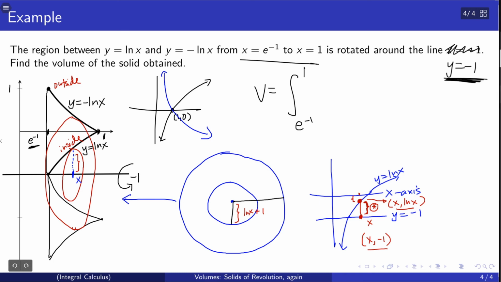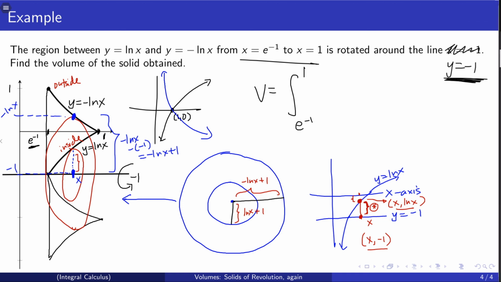And you can think about doing the same thing for the outer radius. At the same x coordinate x here, this outer radius is going to be equal to, well, this has y coordinate -ln x. This has y coordinate -1, right? That's the center of your circle. So the radius is going to be the difference, -ln x minus -1, which is -ln x plus 1. Right? And so that gives me whatever this radius is.